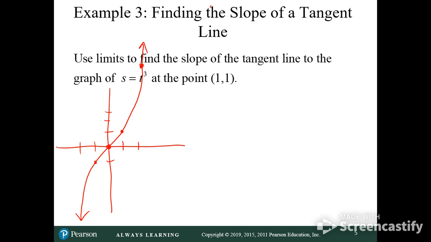Can I change color here? I don't know if I can.